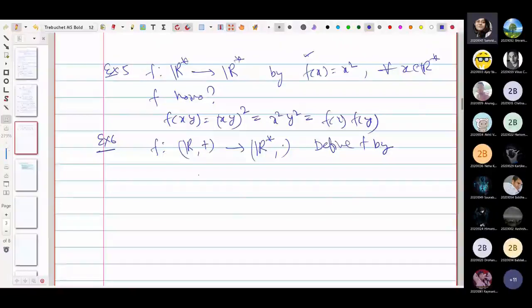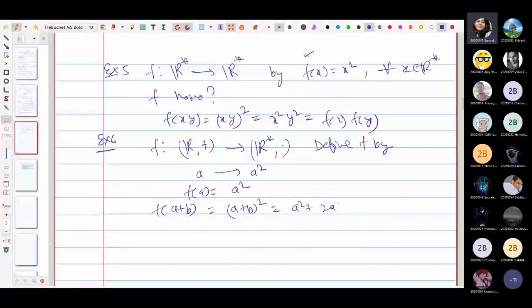We are defining that a goes to a square. Okay, so it means what? f(a) equals a square. Now you can take f(a plus b), because this is a group under addition, so you need to write it like this. By definition, this is going to be (a plus b) whole square, and then we have a square plus 2ab plus b square. Fine. By definition, you can write this as f(a), and this you can write f(b), but you see 2ab is extra here.